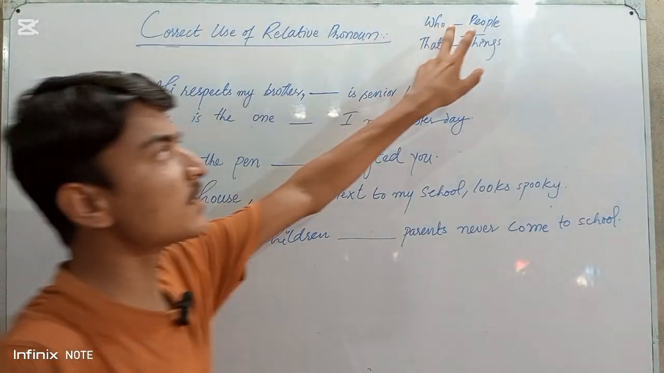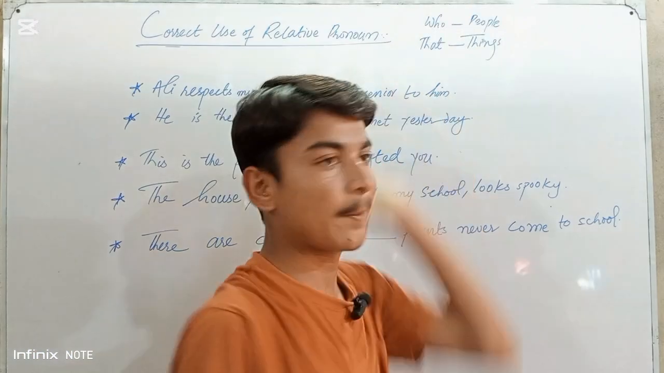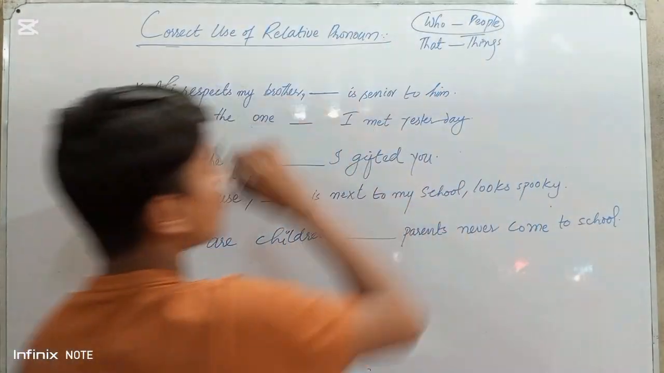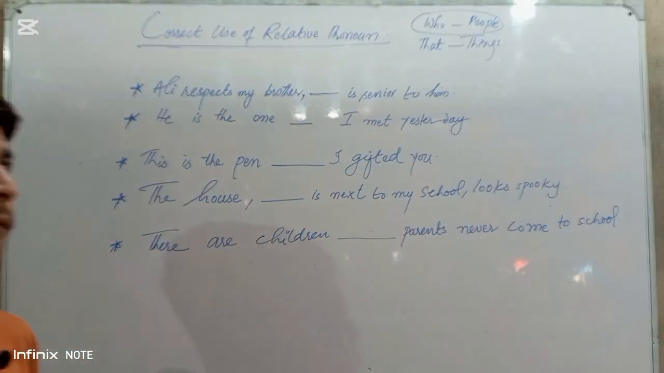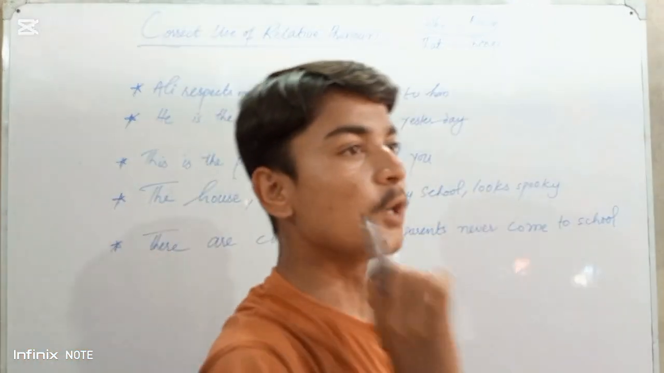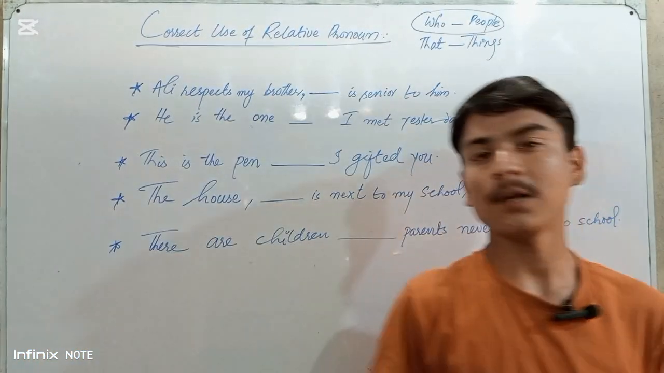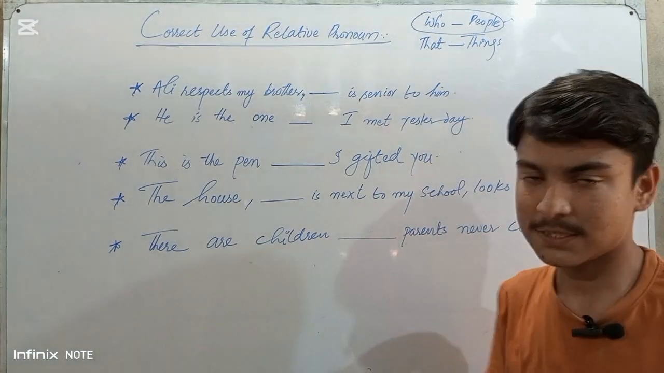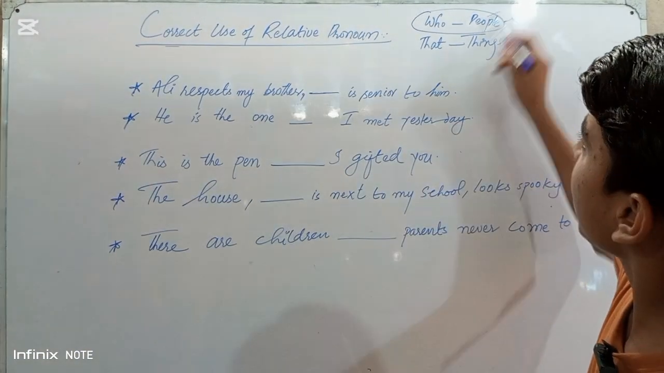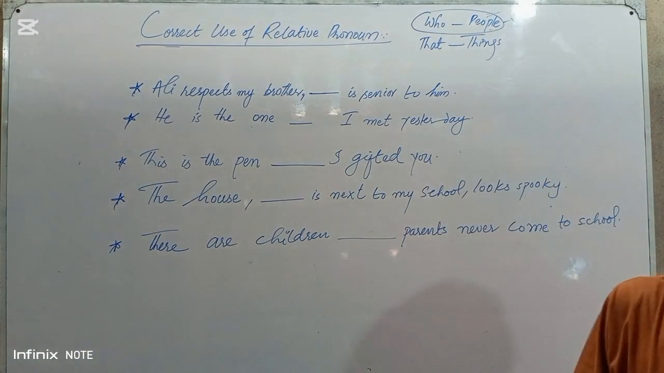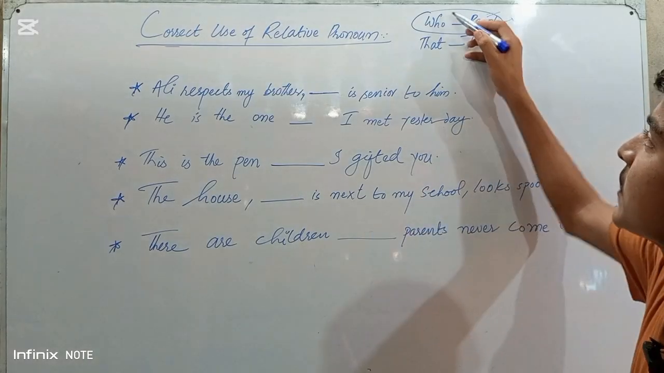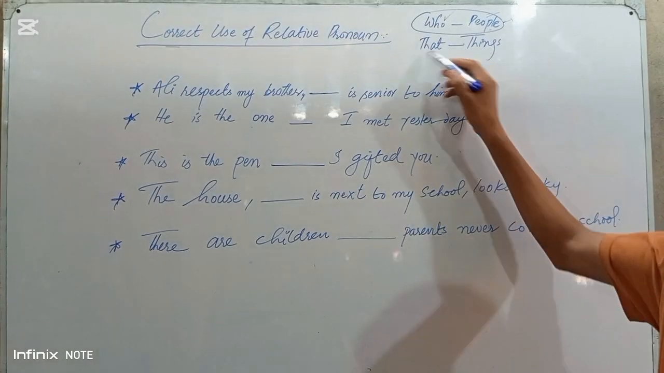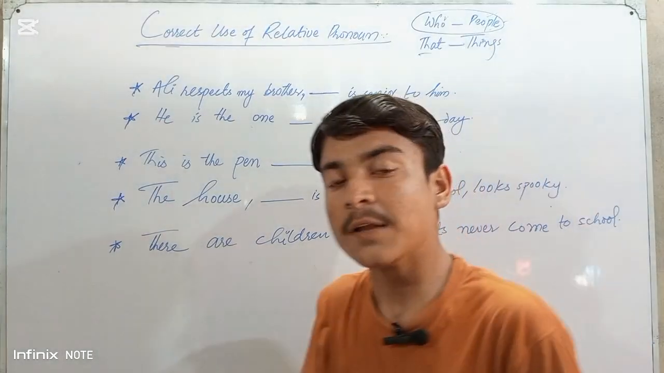Keep in mind, who is used to refer to people. We use who for people or persons in the sentence. When we are talking about or communicating about people or persons, then we use the relative pronoun who.